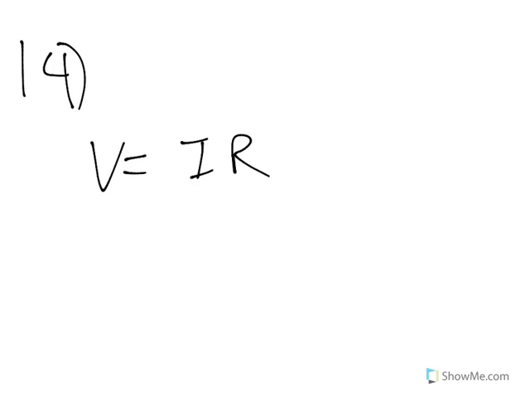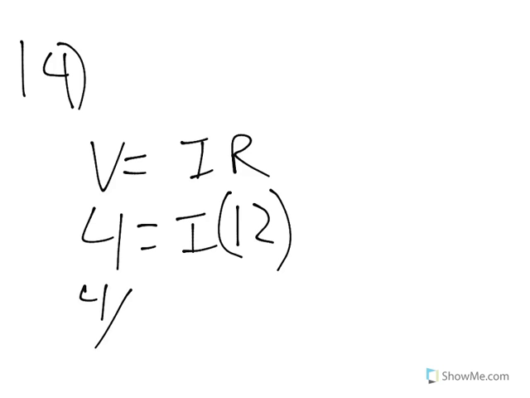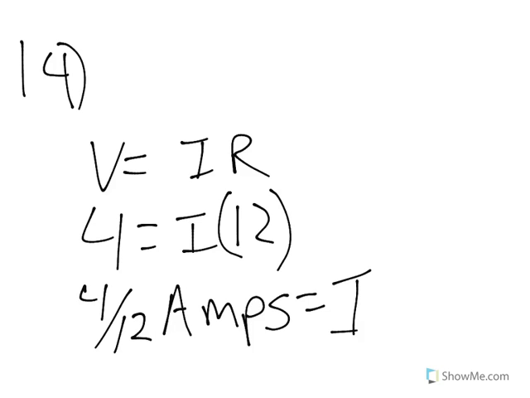All right, number 14. If the potential difference across a 12 ohm resistor is 4 volts, the current is, so we would do V equals IR, and then 4 equals I times 12. So 4 divided by 12 would be your answer, and that's the current. 4 divided by 12 is also 1/3. So the answer should be A.